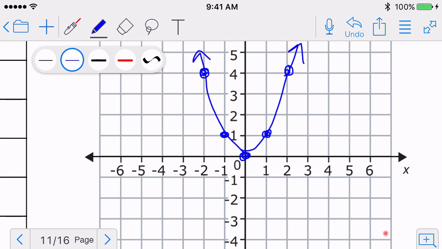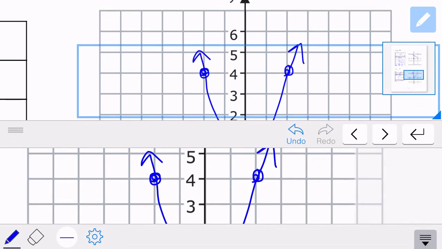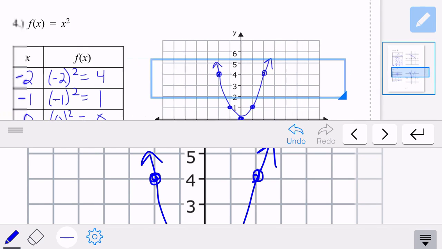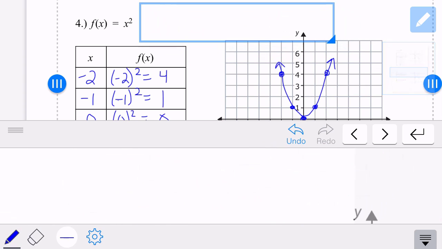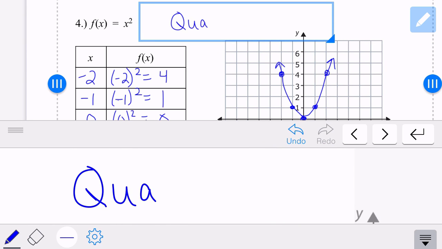So what that kind of looks like is a U shape, and we're going to call that a quadratic function. You will have to learn that later, but it's just good to let you know about it now. Let's go ahead and put that in somewhere. This is a quadratic.